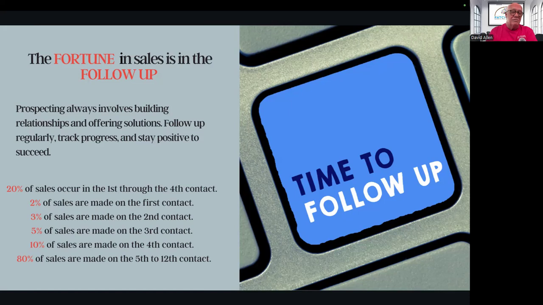All right, let that sink in. 2% of sales are made on the first contact. 3% of sales are made on the second contact. 5% of all sales are made on the third contact. 10% of the sales are made on the fourth contact. Now, the surprising one for those that are not in sales, 80% of the sales are made on the fifth through the 12th contact. So what this is saying is continue to drip on the people.